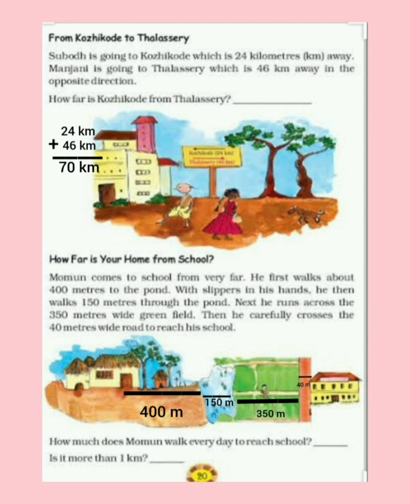Then, how much does Momun walk every day to reach school? Then what can we do? Think. Yes. Now we will add these meters. 400 meters plus 150 meters plus 350 meters plus 40 meters. The total answer is 940 meters. Is it more than 1 kilometer? No, 1 kilometer is equal to 1000 meters. Yes, so its answer is no.